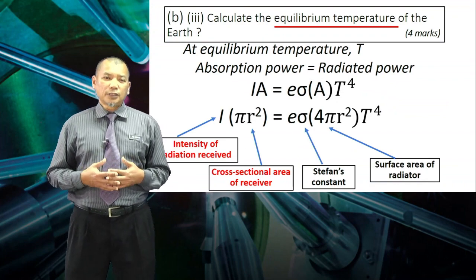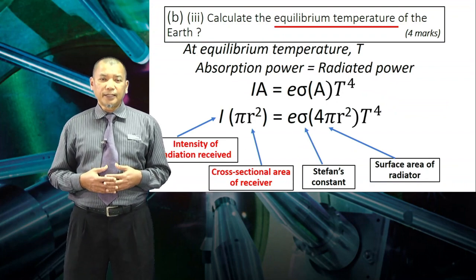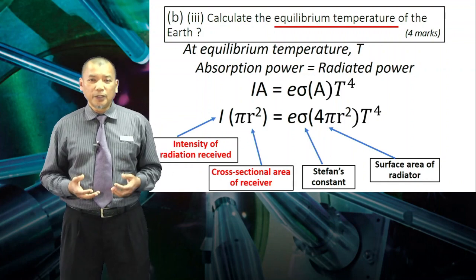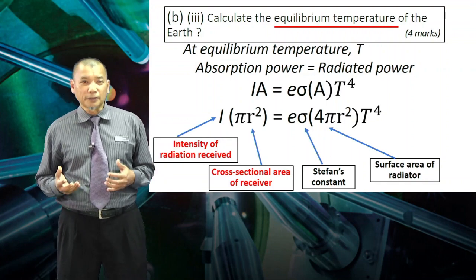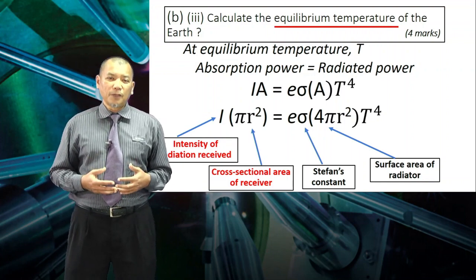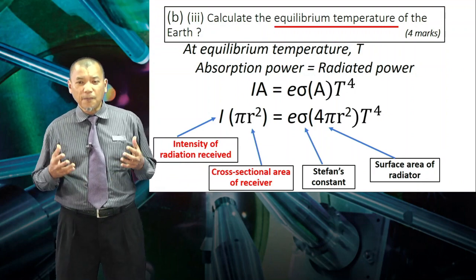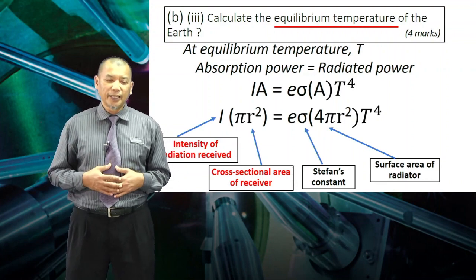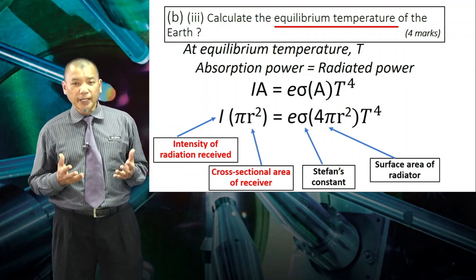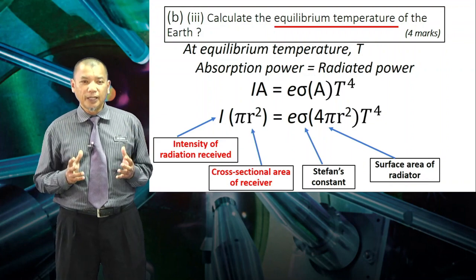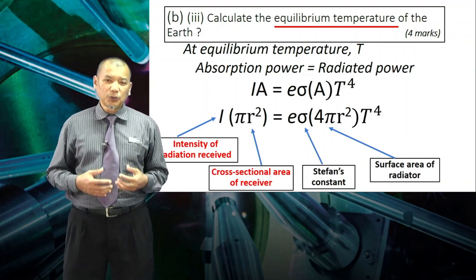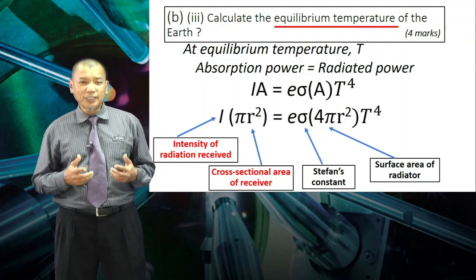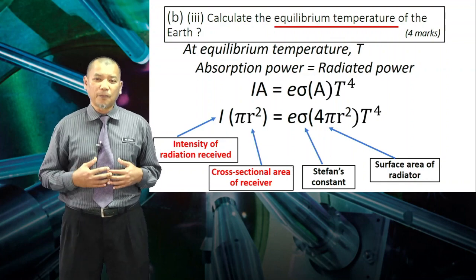Now we turn to question B3. Calculate the equilibrium temperature of the Earth. What is the meaning of the equilibrium temperature of the Earth? 4 marks. This is a thermal equilibrium situation where the Earth's temperature is equal to the temperature of its surroundings. In other words, if we assume that the Earth is a perfect black body, at the equilibrium temperature, surely the total power of heat radiation absorbed by the Earth is equal to the total power radiated by the Earth.